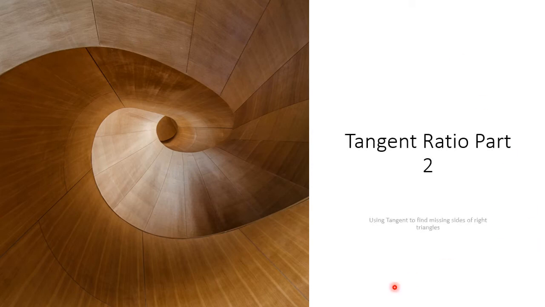Hi everyone. In this video, we're going to be talking about how to find missing sides of right triangles using the tangent ratio. So we're going to be doing more complex problems using what we discussed in the first video about the tangent ratio. You remember from the first video that tangent is defined as the opposite over the adjacent side when we're looking at an angle within a right triangle. So we're going to use that to find missing sides of right triangles.